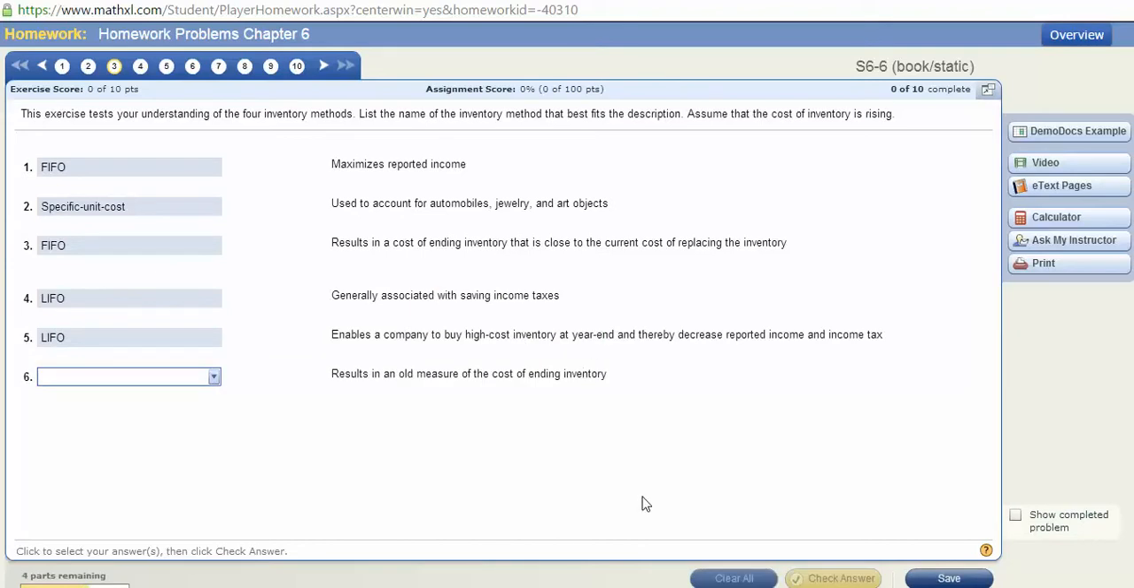Okay, results in an old measure of the cost of ending inventory. By old, we mean the older layer. In other words, what is the method that results in the ending inventory not being reflective of what things actually cost? You'll notice this is the opposite of the previous one, which results in an ending inventory that is close to what things actually cost now. Now we're asking the opposite: results in an old version of the cost.